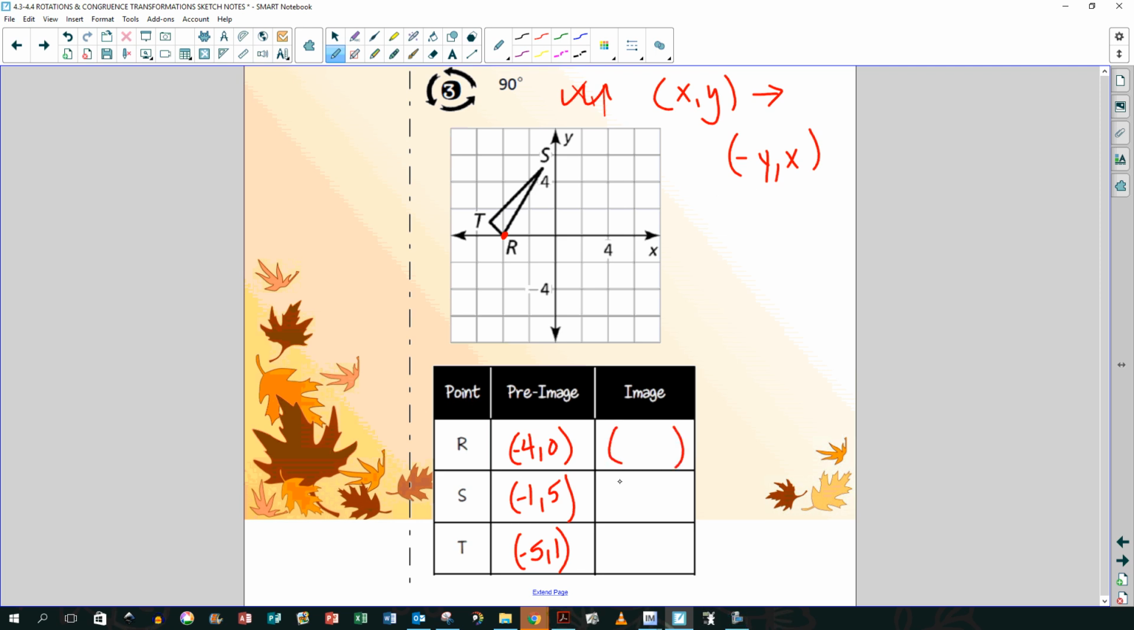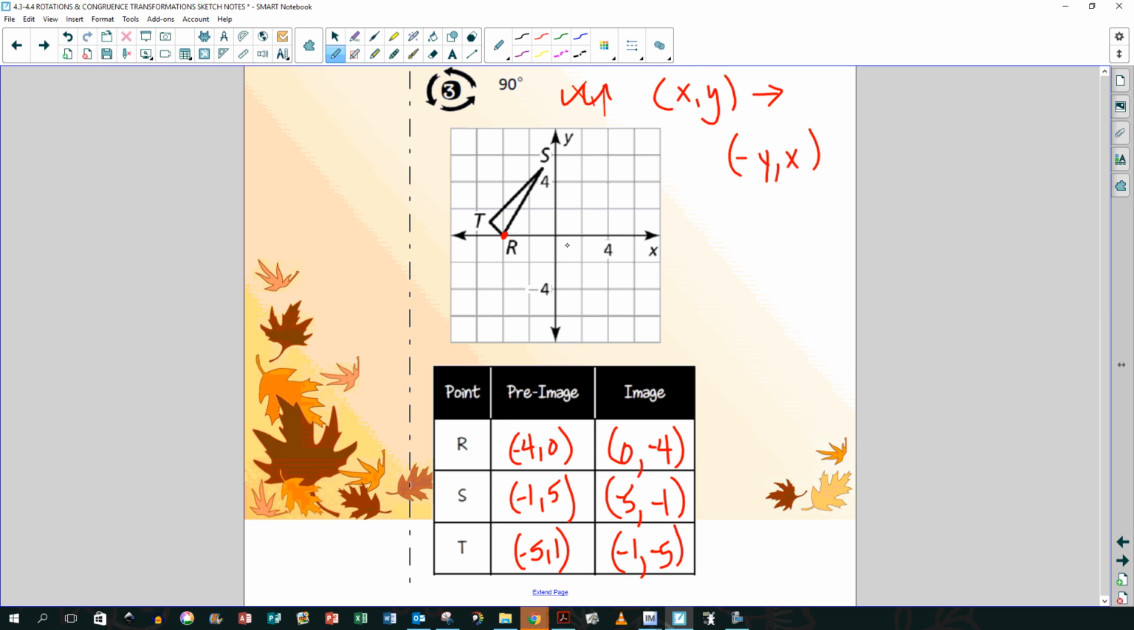So let's go through and notice that the X becomes the Y. So I'm just going to replace all those X values over here. And now the Y's become your X's. So 0 is still 0. 5 becomes a -5. And 1 becomes -1. So there is your new points.